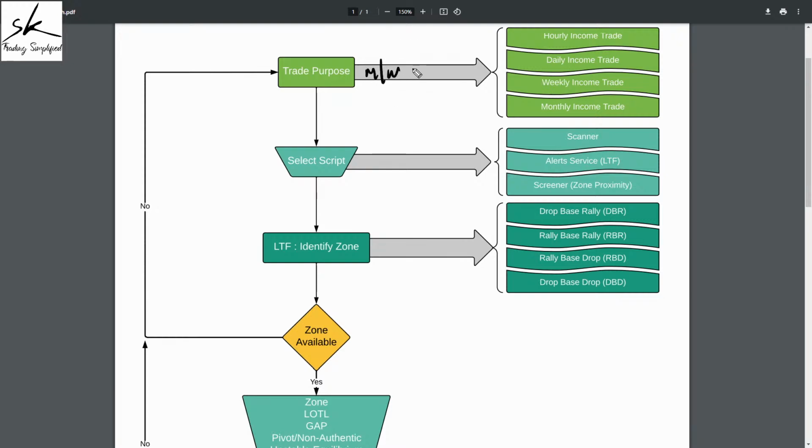So as soon as my step number 1 is done, I now have the clarity on what time frames I'll be using. In this case, monthly, weekly, daily, 60. Plus, I also know what analysis I'll be doing on each and every time frame. So my challenge number 1 is taken care of.